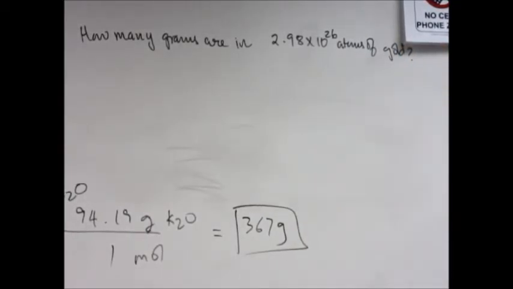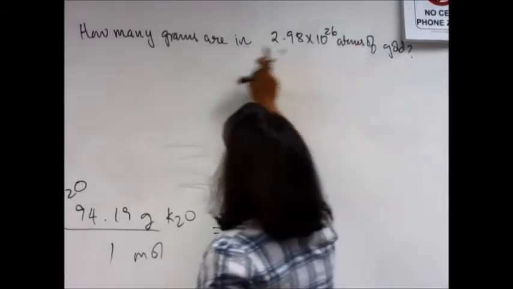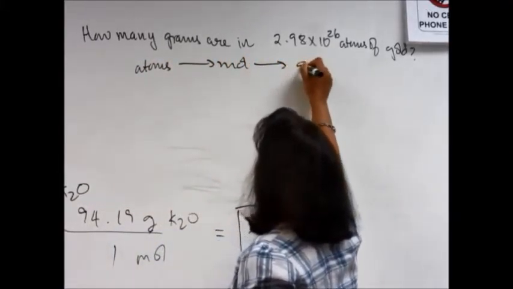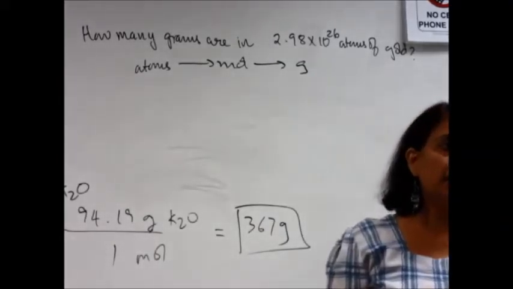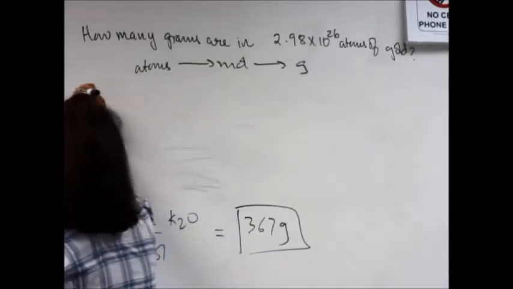so how many grams? Write your shorthand, beautiful shorthand. How many grams are in 2.98 times 10 to the power of 26 atoms of gold? You can always take shortcuts, but you can take shortcuts only when you're comfortable. Until then, take everything to moles first. Which means that if you have to go from atoms to grams, you go from atoms to moles to grams. That's what you should do initially. Later on you will become comfortable and that's fine. But right now this is what it is.